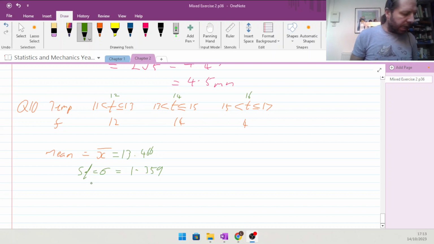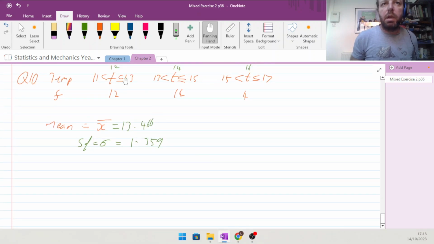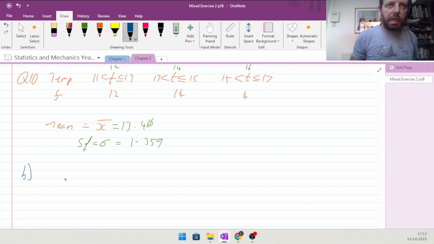Okay, now then, part B, use linear interpolation. We've done plenty of these by now. So for part B, linear interpolation of this, we need to do a 10% and a 90%. Okay, so how many do we have here? We've got cumulative frequency 12, 26, 30. So 10% would be the first three people.